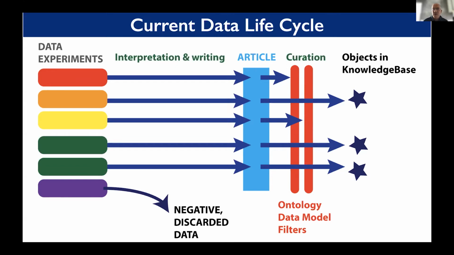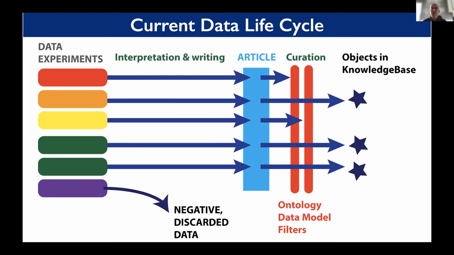And that article then is subject to curation, as we've been hearing about. This involves steps of finding articles to look at, finding entities in the article, making assertions that link entities to other entities by relations from ontologies, so that curation process involves extensive use of ontology and controlled vocabularies, and also filters of the data model for that resource.